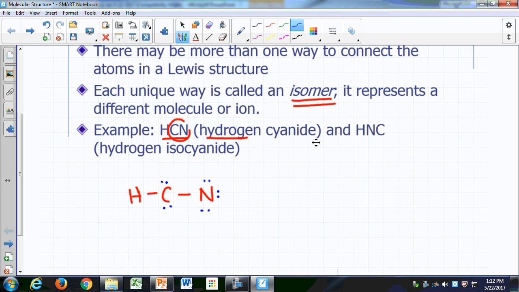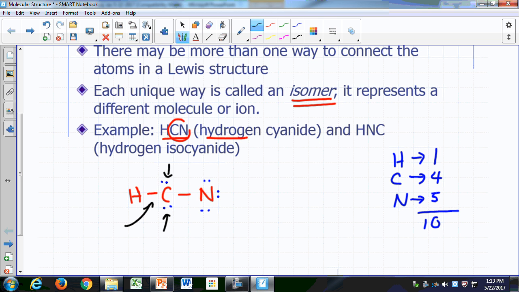Hydrogen contributes 1 to the Lewis structure. Carbon should contribute 4. It belongs to group 4A. Nitrogen, if you check your periodic table, should contribute 5. That's a total of 10 electrons. And if we count our valence electrons here, you get 2, 4, 6, 8, 10, 12, 14. So that's not quite right. Right now, we are showing 14 valence electrons.